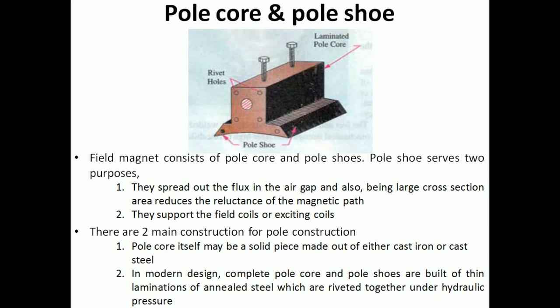That is, by providing a large cross-sectional area for the pole shoe, you will be able to spread out a large value of magnetic flux through the air gap. That is the purpose of providing the pole shoe with a large cross-sectional area.